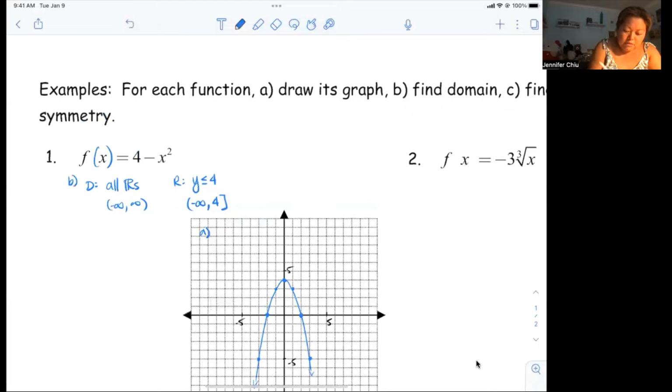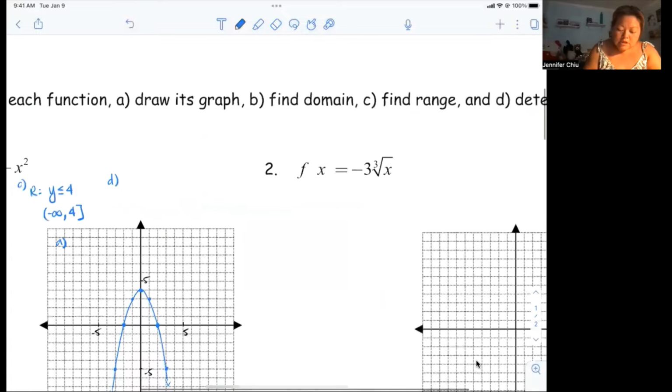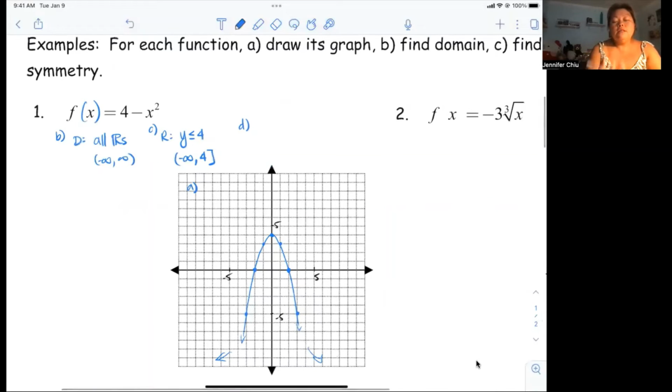Part B, find the domain. C, find the range. And then D, it says determine symmetry. Now, of course, if you look at the graph itself, you say, oh, there is symmetry. The left and right side are the same. They are symmetric with respect to the y-axis. This is an even function.